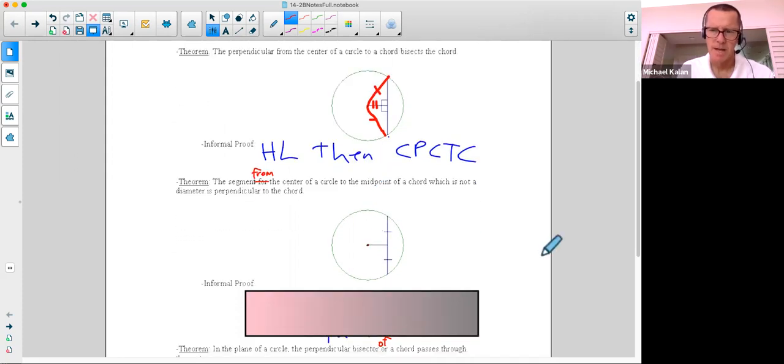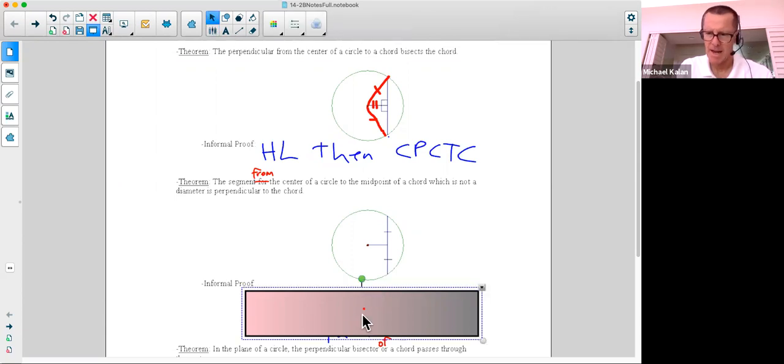Next one, the segment from the center of a circle to the midpoint of a chord, which is not a diameter, is perpendicular to the chord. Okay, so now go ahead and try and prove it. I almost said it. Go ahead and prove it. And then I'll uncover.